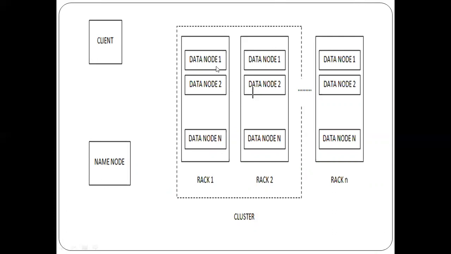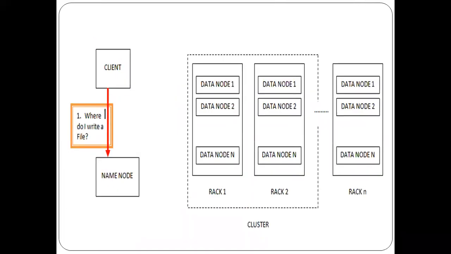Data node is a simple computer. A group of n data nodes together is called a rack. There will be a number of racks in HDFS. A group of racks is called a cluster. Clear? Data node is a single computer, group of data nodes is called a rack, group of racks is called a cluster.